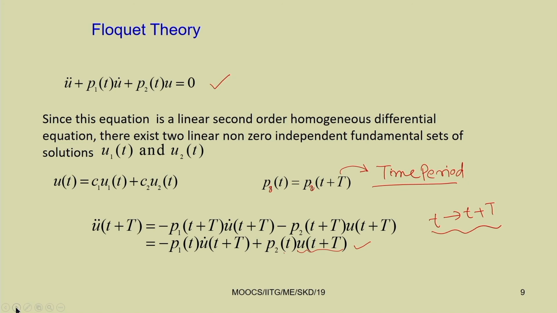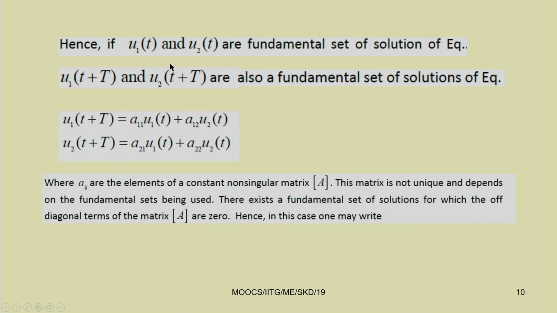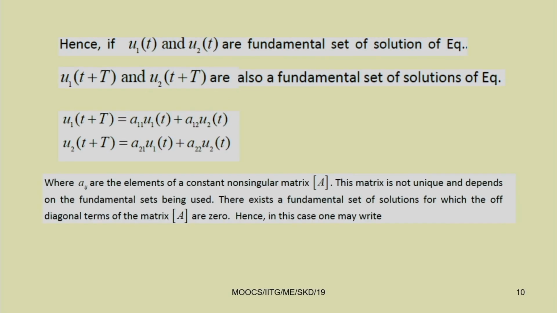So, as u(t+T) is a solution, hence if u1(t) and u2(t) are a fundamental set of solutions of that equation, then u1(t+T) and u2(t+T) are also a fundamental set of solutions of that equation. So, we can write u1(t+T) equal to a11 u1(t) plus a12 u2(t), and then u2(t+T) can be written as a21 u1(t) plus a22 u2(t), or you can write this thing also.